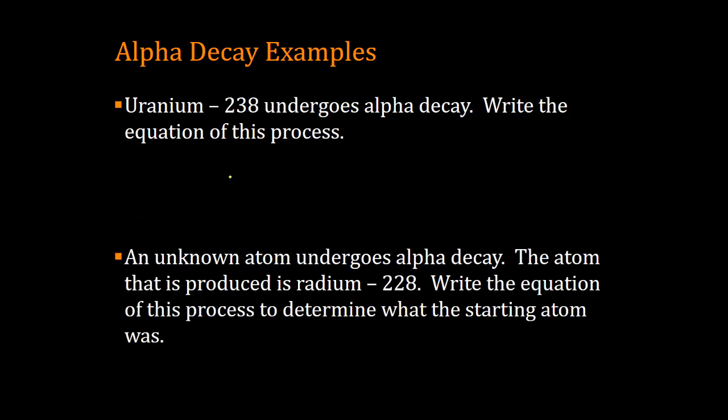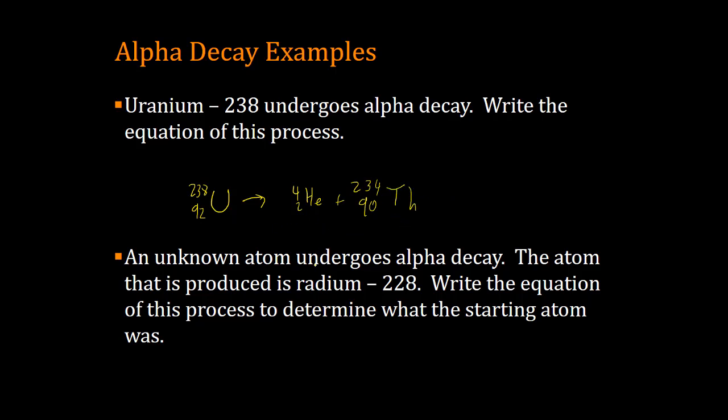Okay. Uranium-238 undergoes alpha decay. Write an equation of the process. So we find uranium on the periodic table. Uranium is element number 92, so it has 92 protons. It undergoes alpha decay. You can write your alpha particle first if you want. So this is 4, 2. 238 minus 4 is 234. And 92 minus 2 is 90. And so we find element 90, and element 90 is thorium.